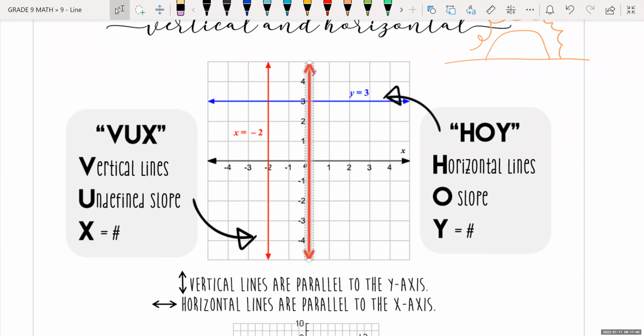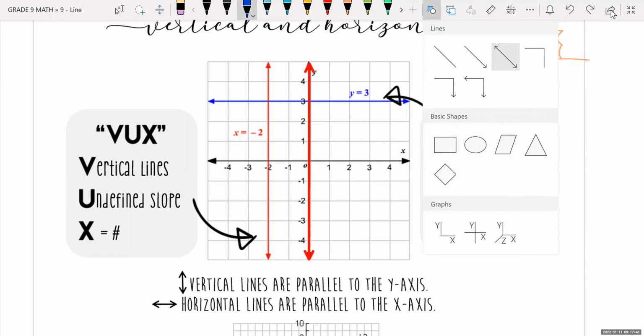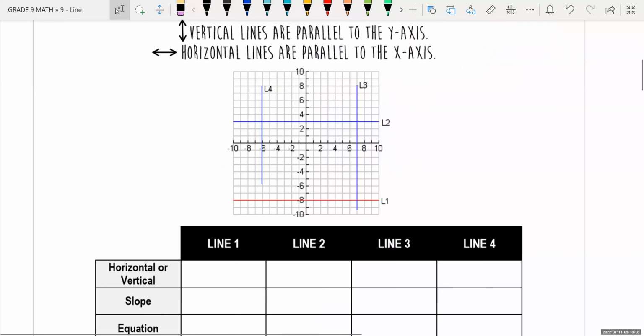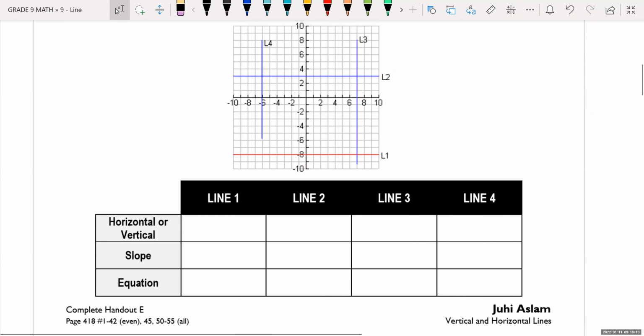How about horizontal lines? Let's take a look. You have your horizontal line in blue, and look at the x-axis. You're going to notice that the x-axis and the horizontal line are parallel to each other. So that's why we say horizontal lines are parallel to the x-axis and vertical lines are parallel to the y-axis.